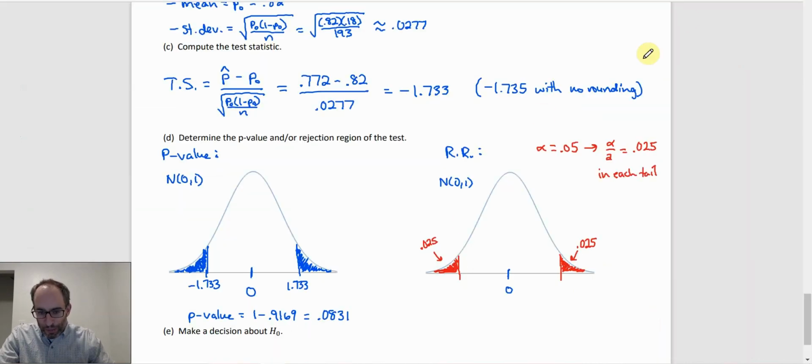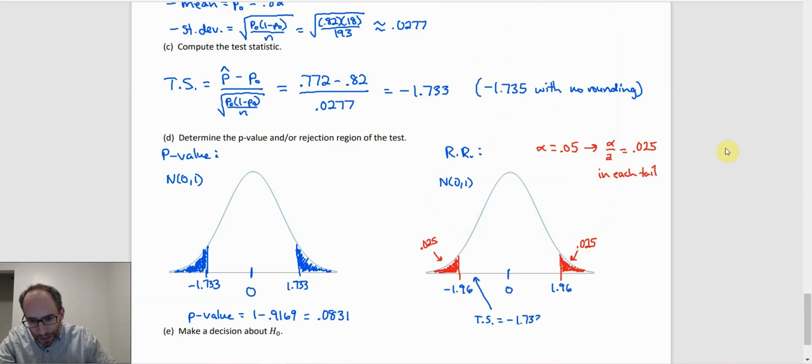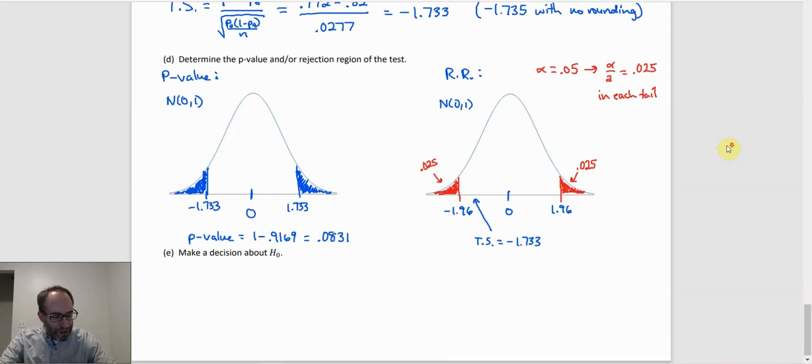And then whatever way we're doing it, what we're going to end up with is 1.96 on the right tail and negative 1.96 on the left tail. And then our test statistic is negative 1.733, so that's not quite into that left tail. Right? It's on the left side of the picture since it's less than 0, but it doesn't quite make it. So if it's not in that left tail, it's not going to be in the rejection region here, right? It's in between the two pieces. It's in between those two tails. So not in the rejection region, so you would not reject the null.